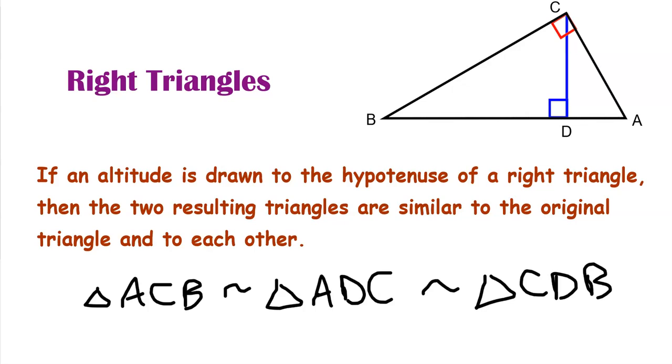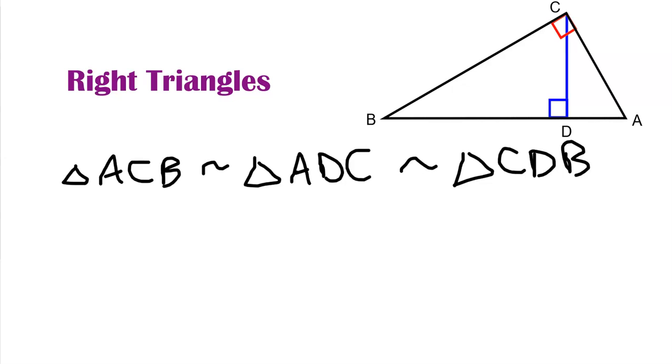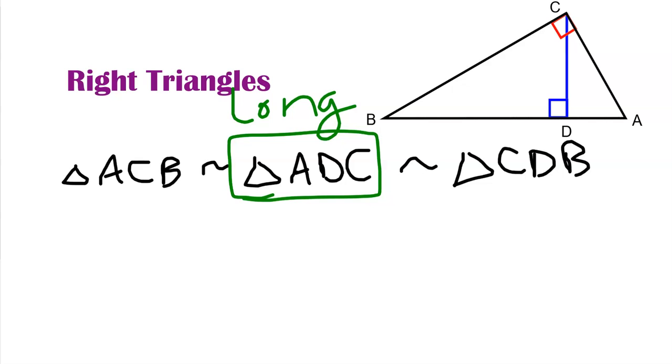What this video is going to do is go through the consequences of those triangles being similar and derive some formulas that are going to allow us to calculate the lengths of the new segments that are created, CD, BD, and DA. So first, let's focus on the altitude CD. Now, CD is a part of two of the triangles. CD is a part of triangle ADC, in which it is the long leg, and is also a part of triangle CDB, where it is the short leg.